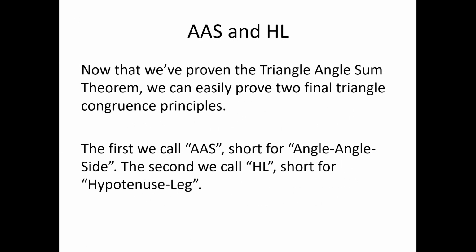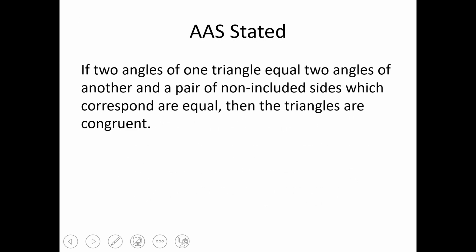So, angle, angle, side, and hypotenuse, leg. You can gather from those names what precisely they say. You're familiar with the way that we've named triangle congruence principles before. So what angle, angle, side would have to say is this: if two angles of one triangle equal two angles of another, and a pair of not-included sides which correspond are equal, then the triangles are congruent.